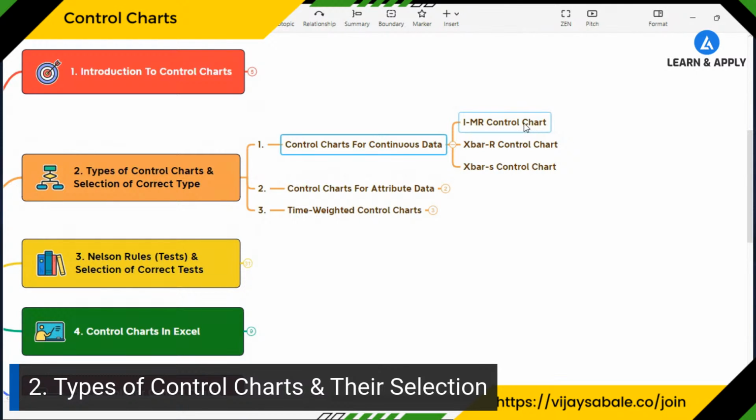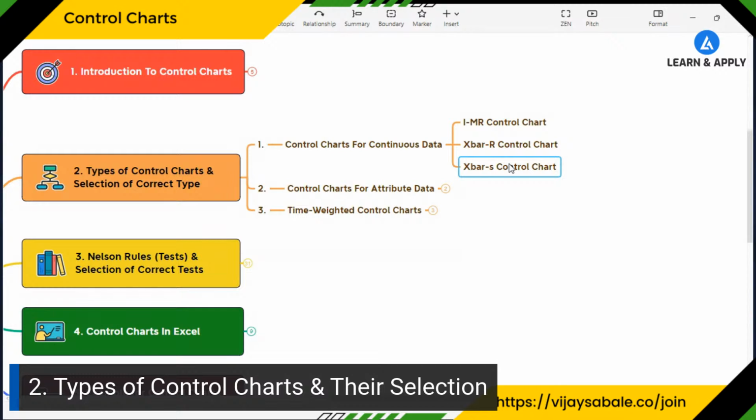The first one is the individual moving range chart. The second one is the X bar R control chart, and the third one is the X bar S control chart. Now the selection of these three control charts, if you want to select any one, is based on how we are going to collect the data. That's the second metric. That means whether we are going to collect the data in subgroups or whether we are going to collect individual data points.